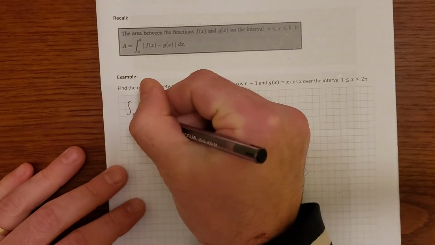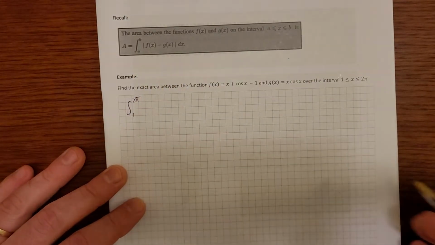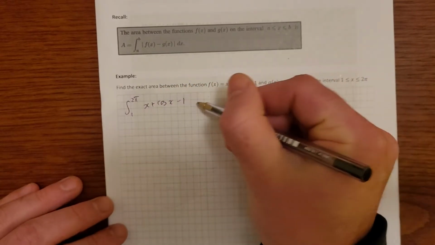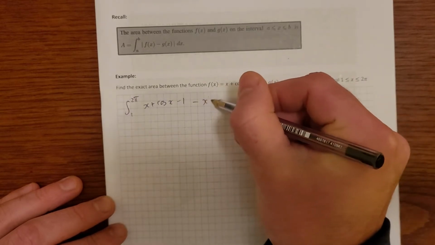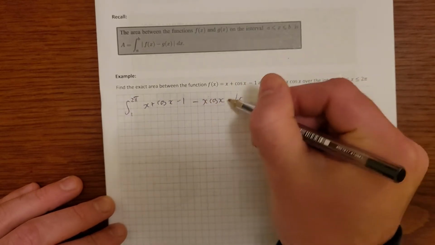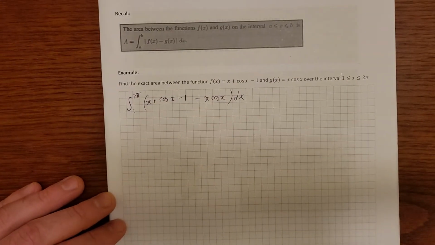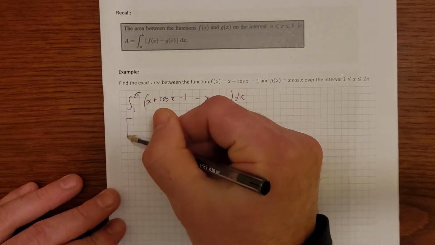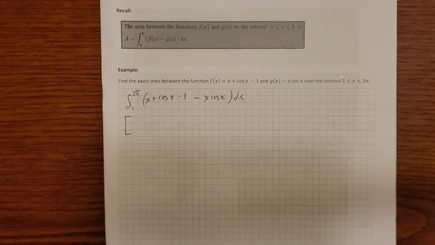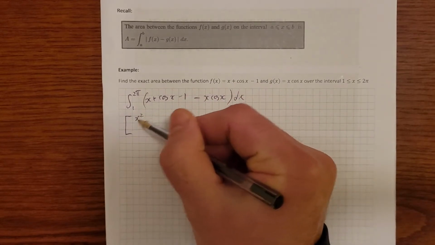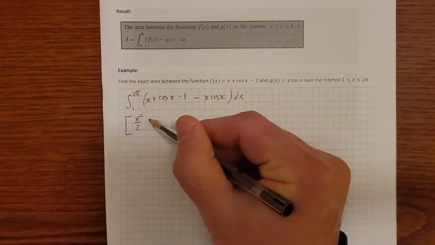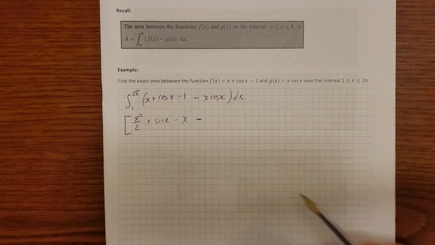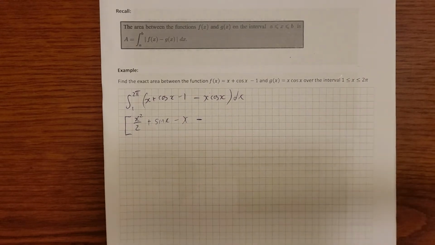We're going to do the integral from 1 to 2 pi of the top function, x plus cos x take 1, and then take away the bottom function, x cos x, with respect to x. All three components are easy to integrate, so we can jump to the first step of the fundamental theorem of calculus. The integral of x is x squared on 2, the integral of cos x is sine x, and the integral of 1 is x. Then I put the take here, and the integral of x cos x we have to work out separately.